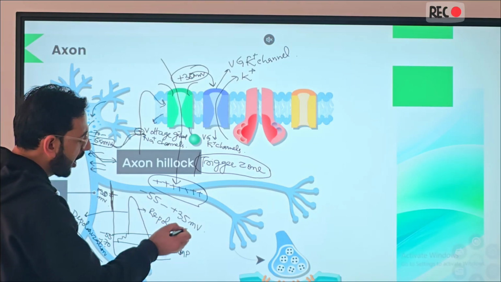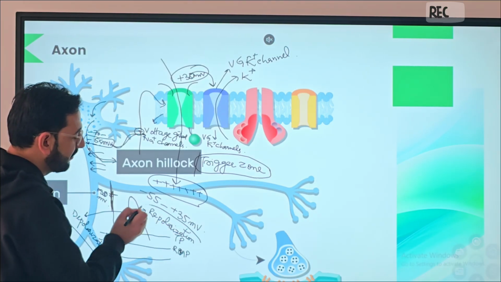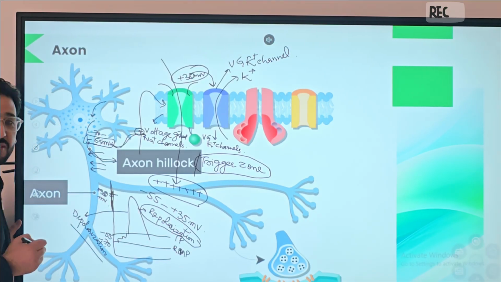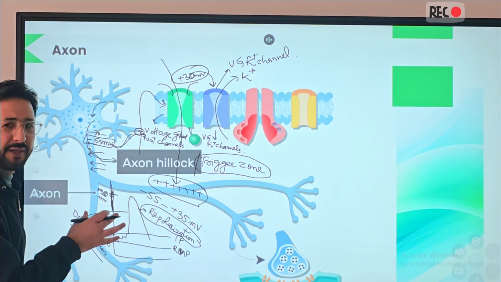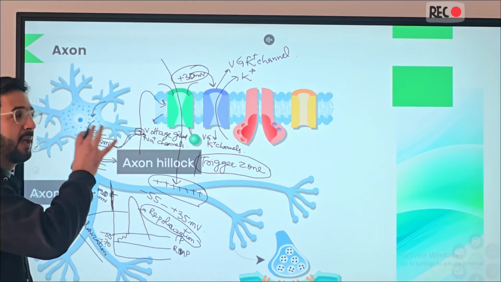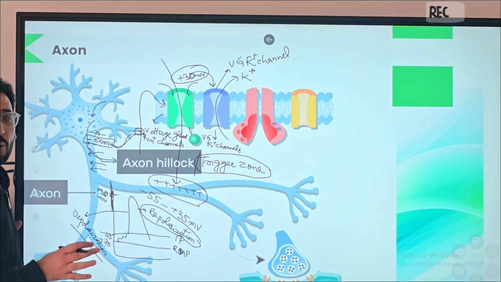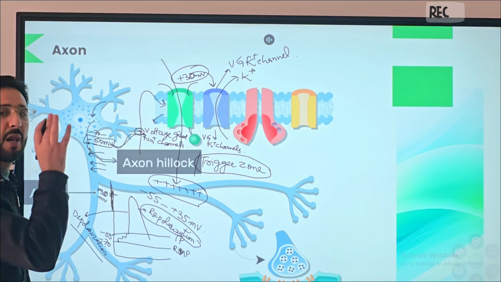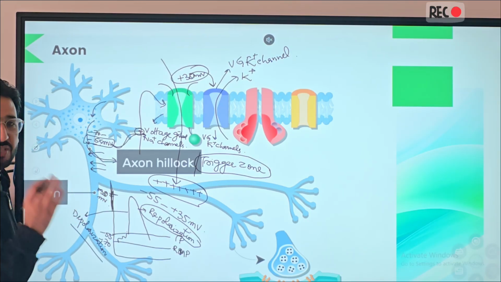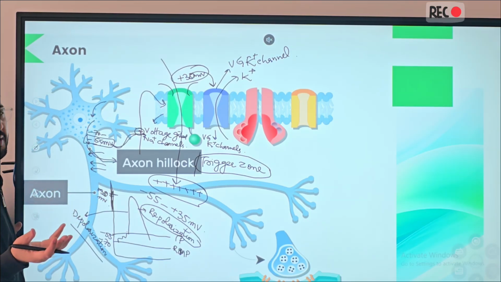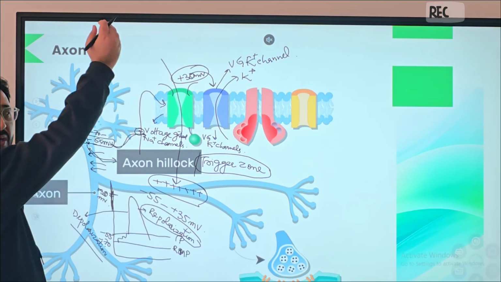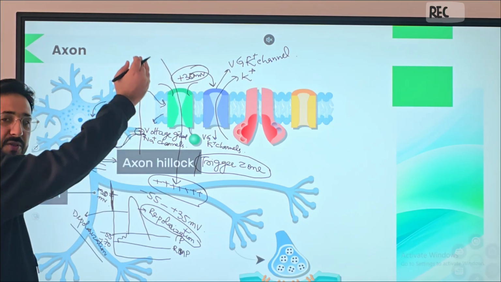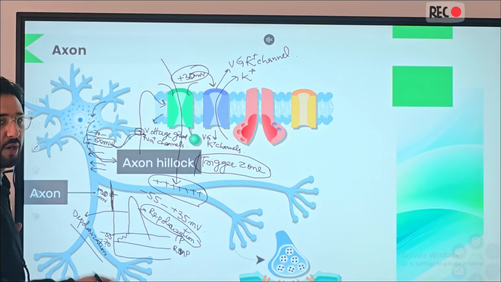Now, we will talk about the resting membrane potential and action potential in detail in future videos, but here it is just for understanding. What is the function of the axon? Axon hillock is very, very important in generating the action potential. How is it doing that? Because it has a lot of voltage gated sodium channels and voltage gated potassium channels. Voltage gated sodium channels are very important for the wave of depolarization. Voltage gated potassium channels are very important for the wave of repolarization.